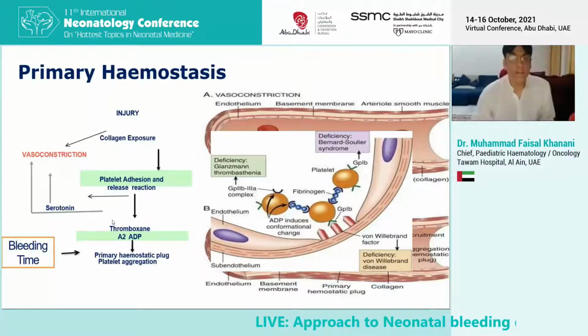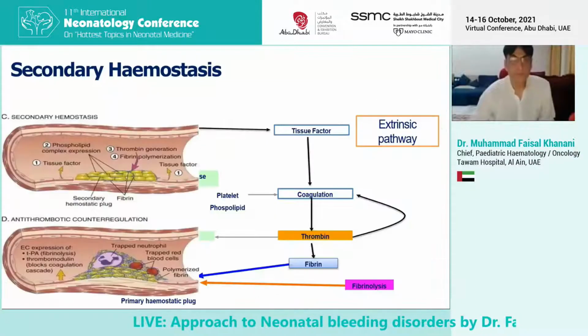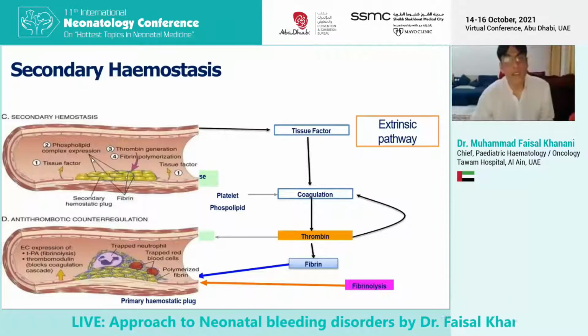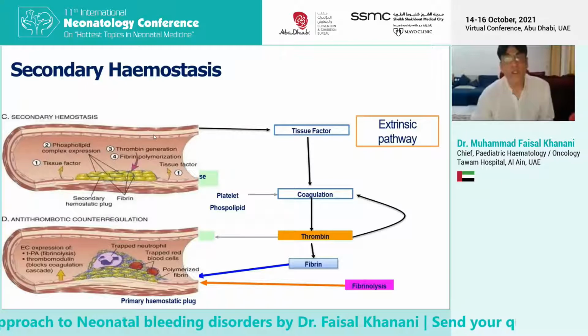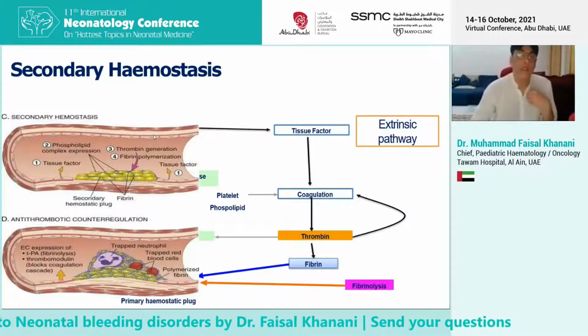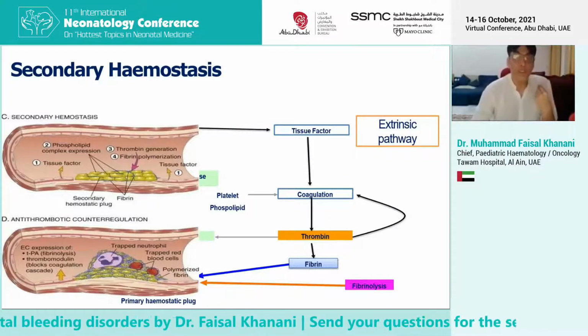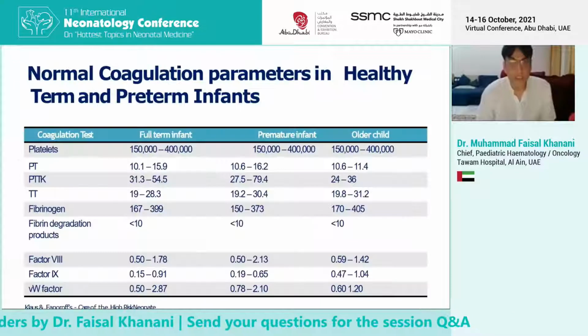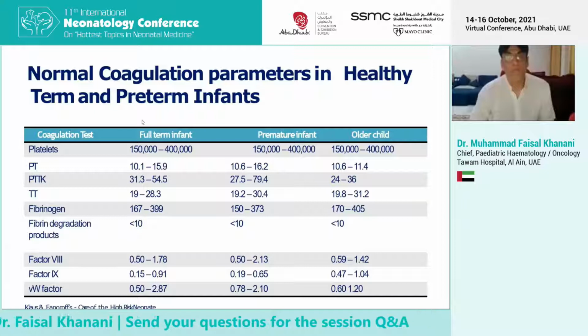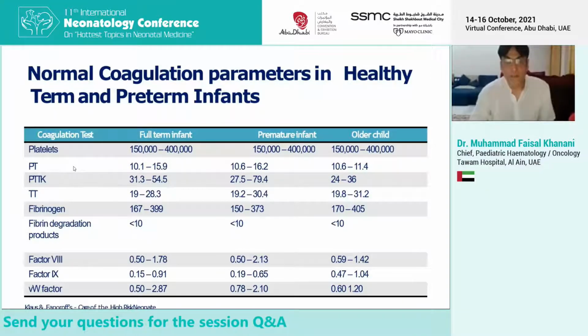And again, when any injury happens, the first thing is vasoconstriction. And then the second part is platelet adhesion and aggregation. And then you have secondary hemostasis, as I explained: tissue factor leads to activation of coagulation, which leads to prothrombin to thrombin and fibrinolysis. This is the normal coagulation cascade. Now, there is a different range. We have to remember that in the full-term infant, the range of PT is 15.9 to 10, and from 13 to 54.